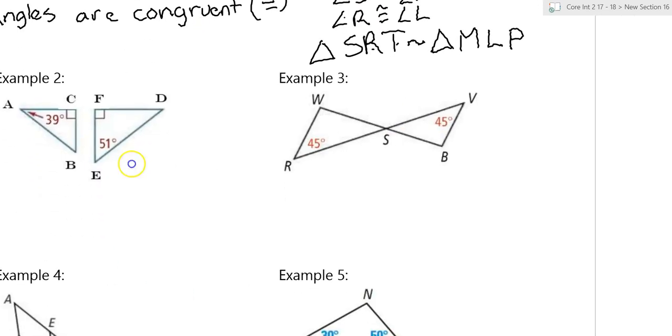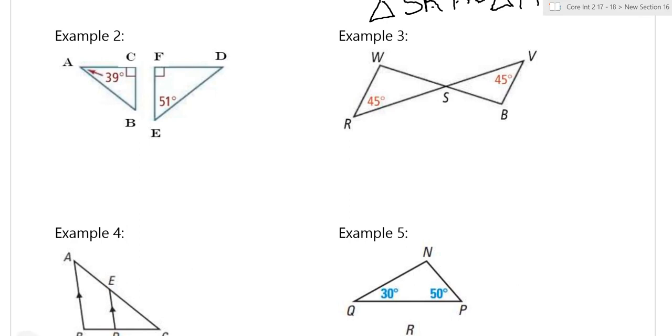All right, looking at example 2. The first thing I notice is I have right angles here. Remember, this square is a right angle, and it automatically means they're 90 degrees. So, angle C is congruent to angle F because they're both right angles. Now I have 39 and 51. Those are not equal, but I don't know my third angle here. Anytime you're missing an angle and you don't know if they're similar or not, you're going to have to use that triangle angle sum theorem to solve for it.